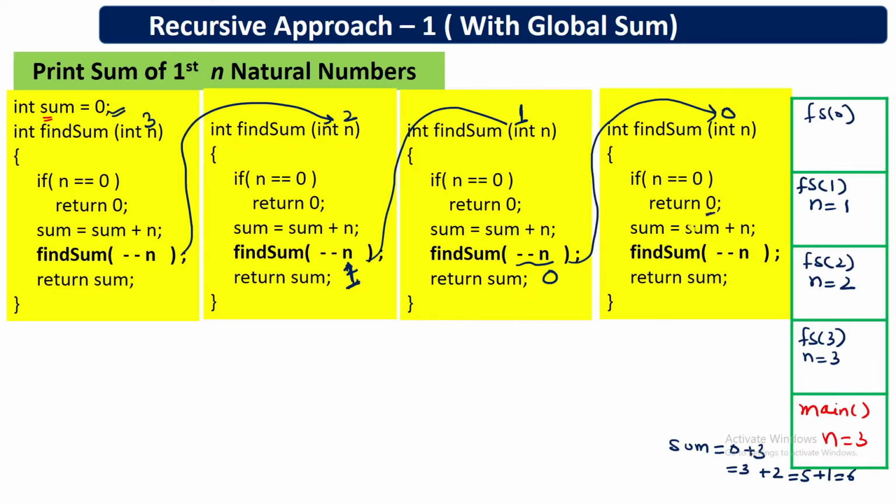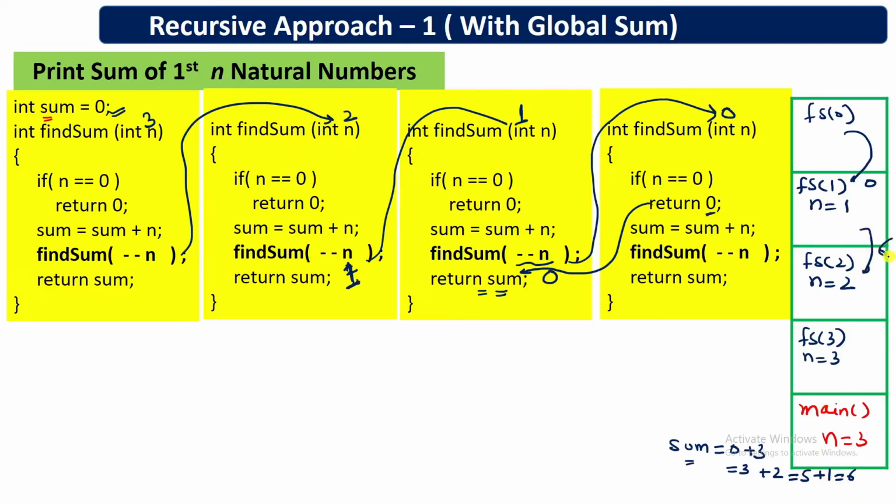Now what will happen? This 0 will be returned to the caller. Here, the next statement is return sum. So what value of the sum will be returned? Basically from here 0 was returned, and we came here. Now this call is saying return sum, so this call will be pointing to this sum, because there is only one sum and this does not have a local sum. So sum equal to 6 will be returned.